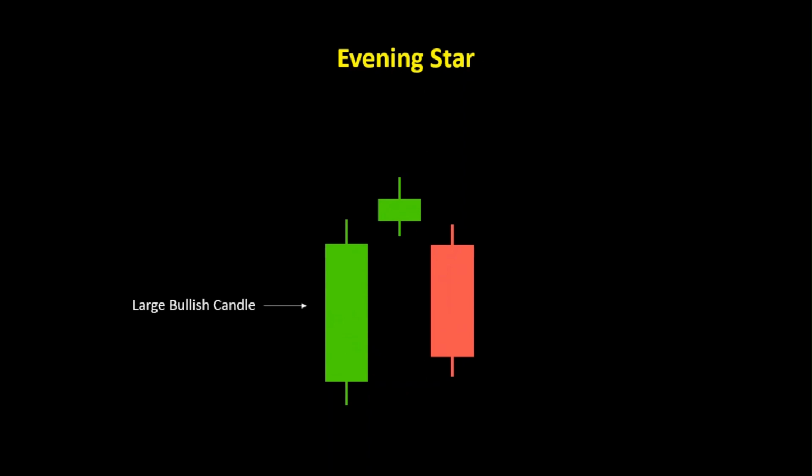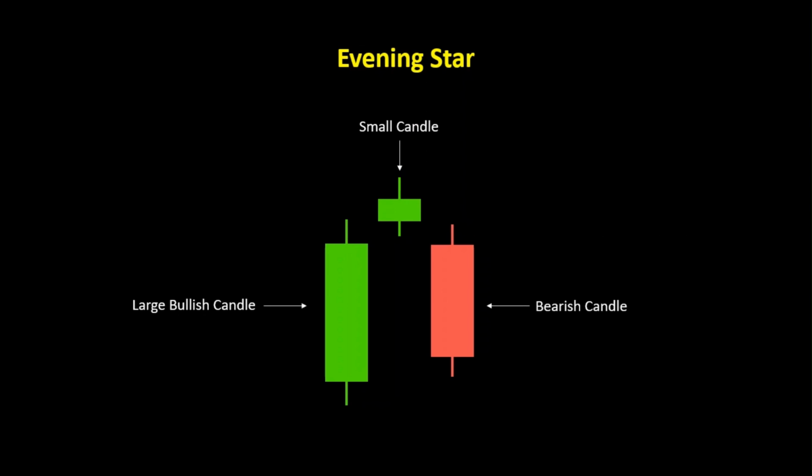Conversely, the evening star is the bearish pattern, which also consists of three candlesticks. The first candle is a large bullish candlestick, showing strong buying activity. The second candle is a small-bodied candle, reflecting market hesitation or indecision. It may appear as a doji or spinning top. The third candle is a strong bearish candlestick that closes deep into the body of the first candle, confirming that sellers have taken over. It appears at the top of an uptrend and warns of a potential trend reversal to the downside.